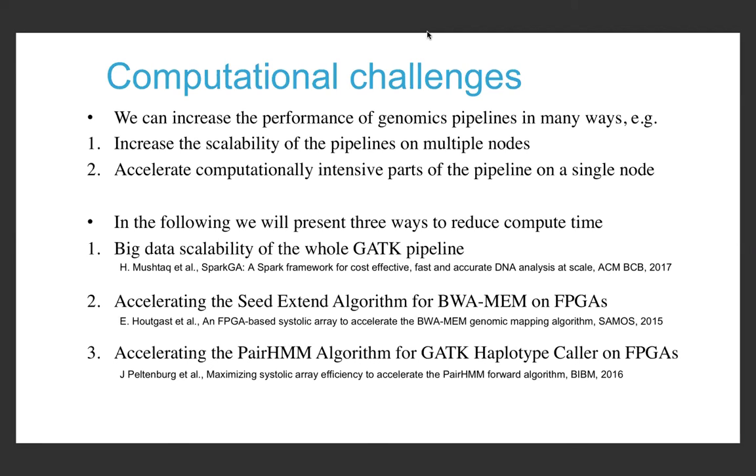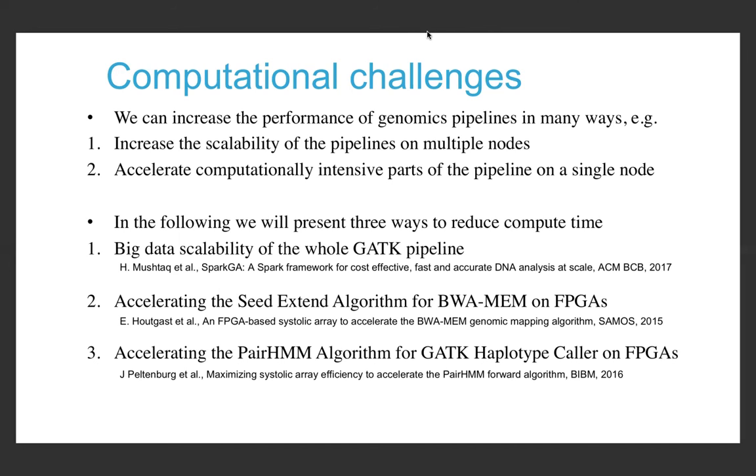There are a number of ways that we can use to increase the performance of computationally intensive functions in the genomics pipeline. One approach is to increase the scalability of these pipelines and allow them to run in parallel on multiple nodes in a cluster environment. This way, we are able to reduce the user time of these pipelines. Another approach is to accelerate computationally intensive functions of these pipelines on a single node. This way, we are able to reduce the actual compute time of computationally intensive functions.